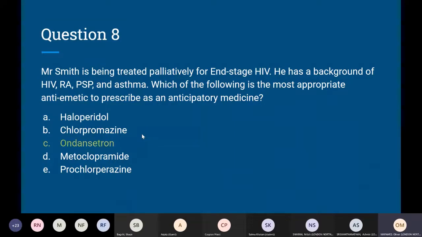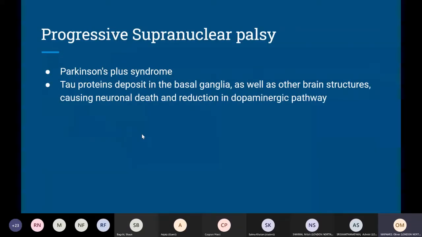So C, ondansetron. And this really comes down to the mechanisms of action of all these different antiemetics. So the patient is suffering from PSP in their background history, which is progressive supranuclear palsy. So this is a Parkinson's plus syndrome caused by tau proteins depositing in the basal ganglia, as well as other places in the brain, leading to neuronal death. And so then a reduction in those dopaminergic pathways and reduction in the level of dopaminergic neurons found specifically in the basal ganglia, which obviously will give you those extrapyramidal symptoms.